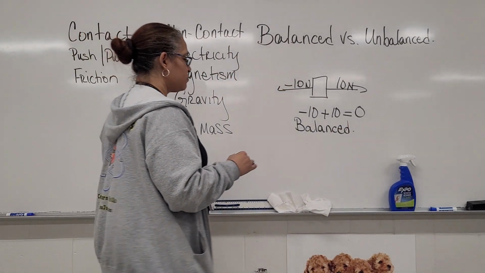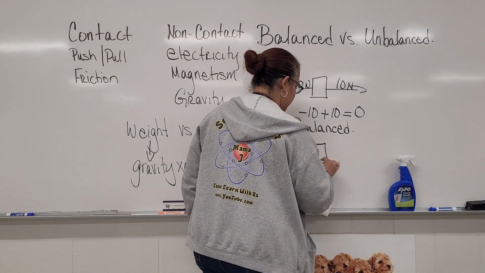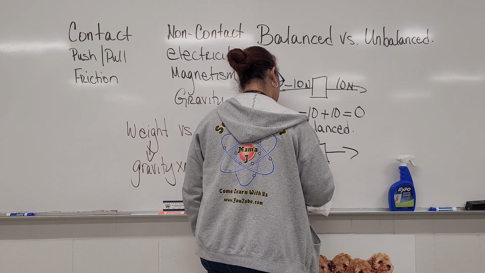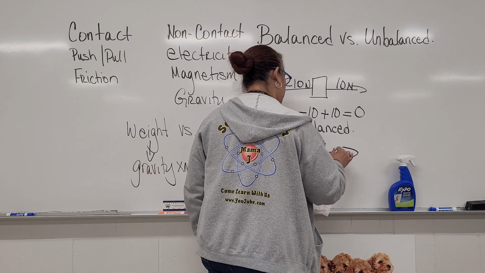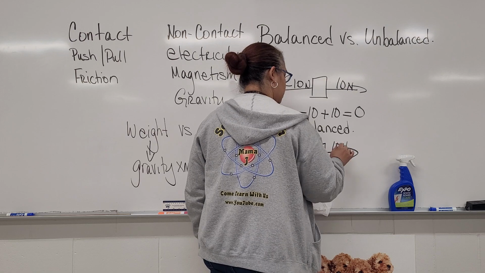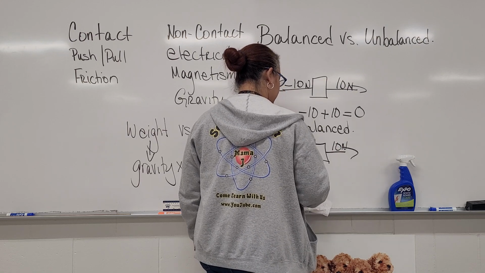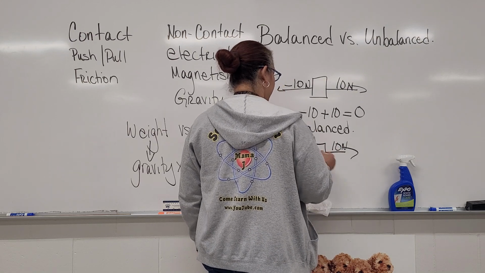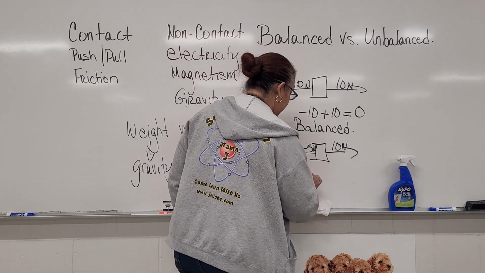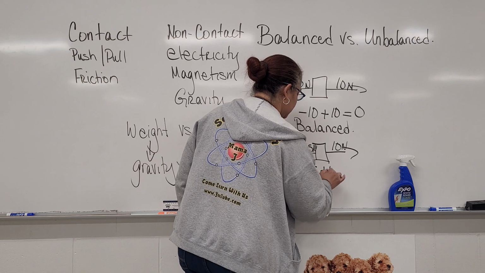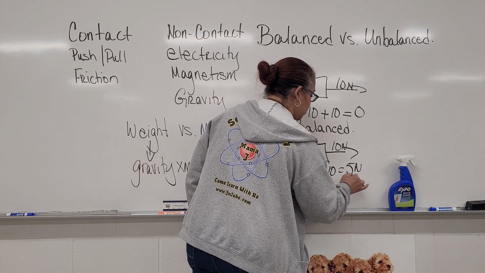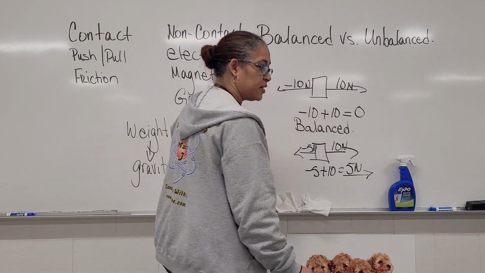But if I have an object that is being pulled and it is being pulled by a force of 10 newtons in this direction and a force of 5 newtons in this direction, then -5 plus 10 is equal to 5 newtons to the right.